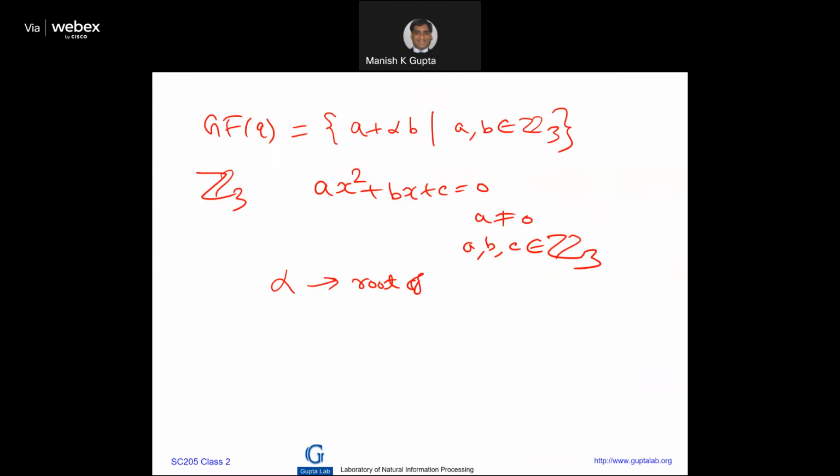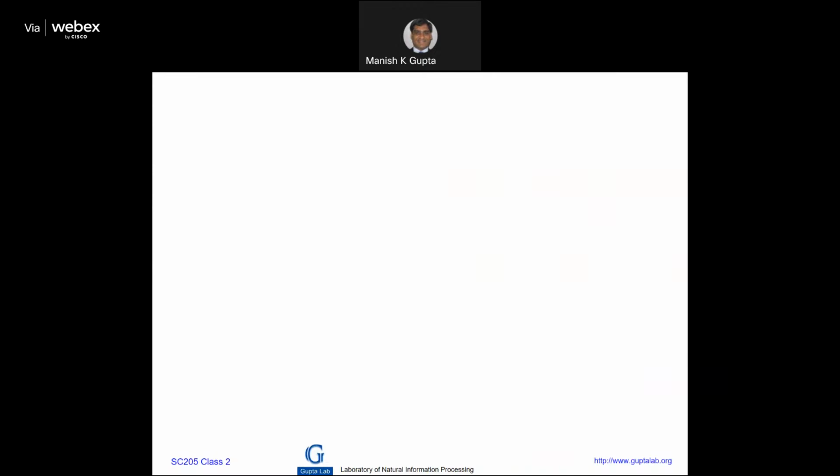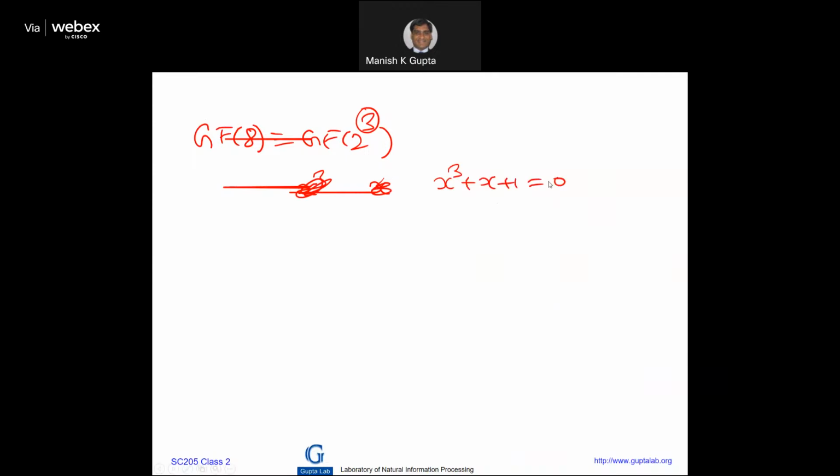And this was for the field with 9 elements, which I'm anyway leaving for you as an exercise. So in order to construct the field with 8 elements, because it is GF(2 cube), I look at this power 3 here, and power 3 means I'm looking at x cube plus x plus 1. And this equation has no root in the ground field. So I call alpha the root of this equation, which is alpha cube plus alpha plus 1 is equal to 0.